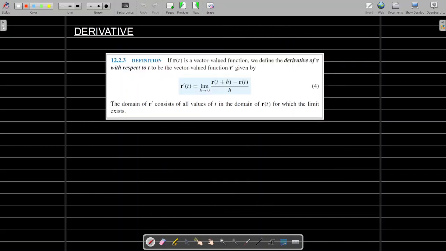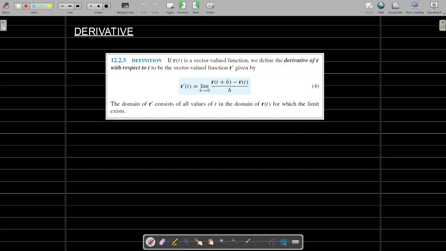Okay, now moving on to the derivative of a vector valued function. If r of t is a vector valued function, we define the derivative of r with respect to t to be the vector valued function r dash, given by r dash of t equal to limit h goes to 0 of (r of t plus h minus r of t) by h. This definition is similar to the definition of the derivative that you have studied in your earlier calculus classes. So f dash of x is usually defined as limit h goes to 0 of (f of x plus h minus f of x) by h.